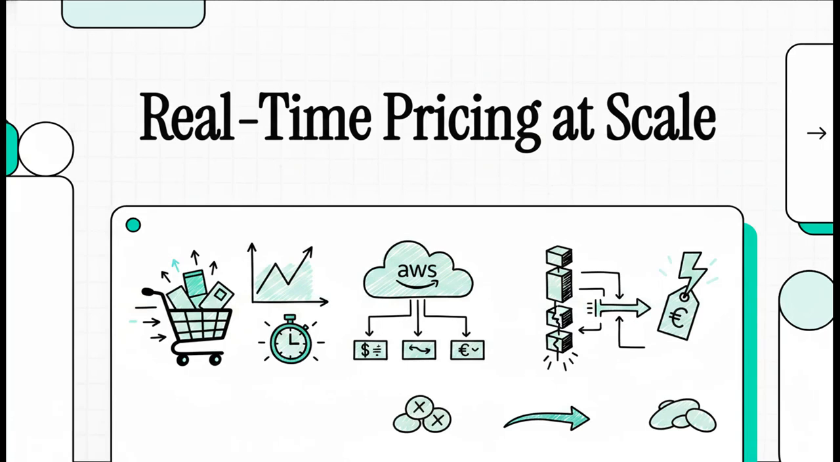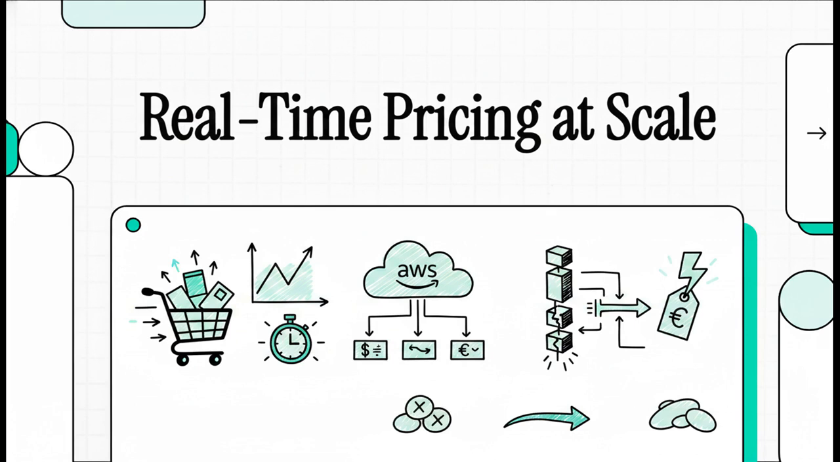Welcome to the Explainer. So, I want you to imagine the sheer panic of thousands of concurrent users absolutely hammering your e-commerce site during Black Friday. Every single millisecond counts. And every price, it needs to be perfectly accurate. Today, we're diving into a really fascinating architectural case study from the AWS architecture blog.